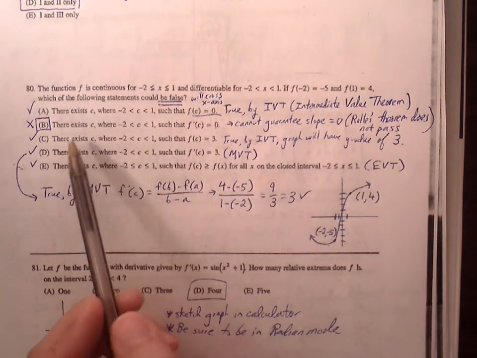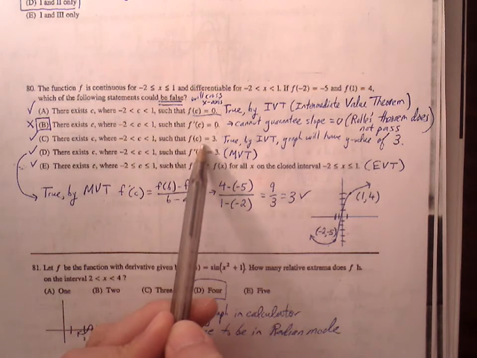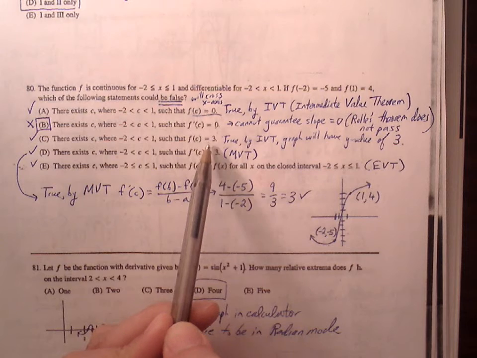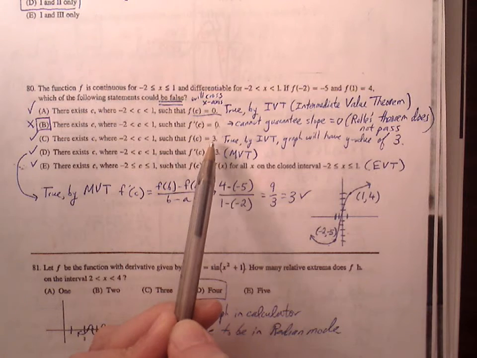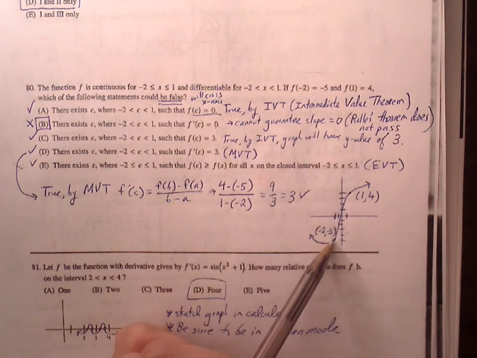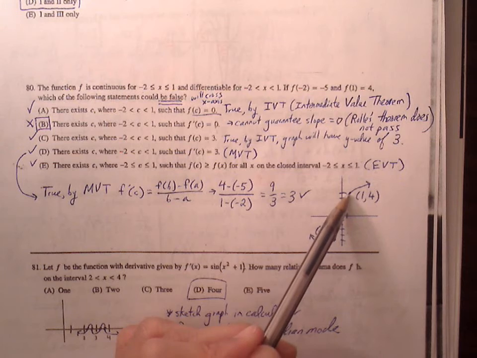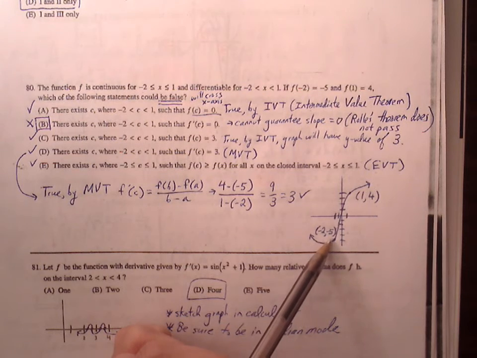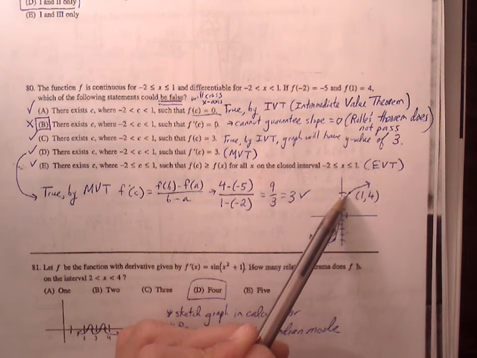Okay, let me come back to part B here. So C says there exists a point such that f of c is equal to 3. Again, this is an IVT problem, intermediate value theorem problem. Can we guarantee that the graph is going to cross a y value of 3? And the answer is yes, because again, we start off at a point below our target y value of 3, and we end up at a point that is above our target y value of 3. So if we're going from negative 5 to positive 4, it has to cross a positive 3 somewhere between.